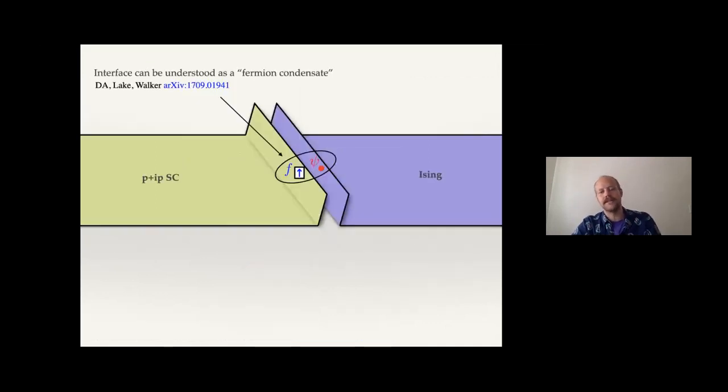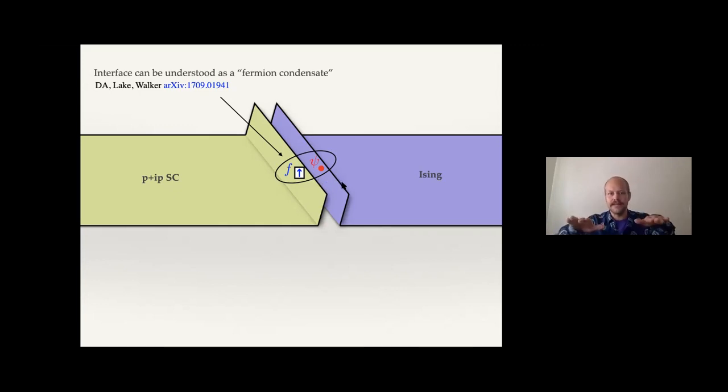The last argument I'll give is coming from topological quantum field theory and fermion condensation, and actually one of the inspirations for this work. So you can read more about it in this paper. And the idea is gapped boundaries to topological orders are described by objects which condense such that they confine all other objects in the theory.